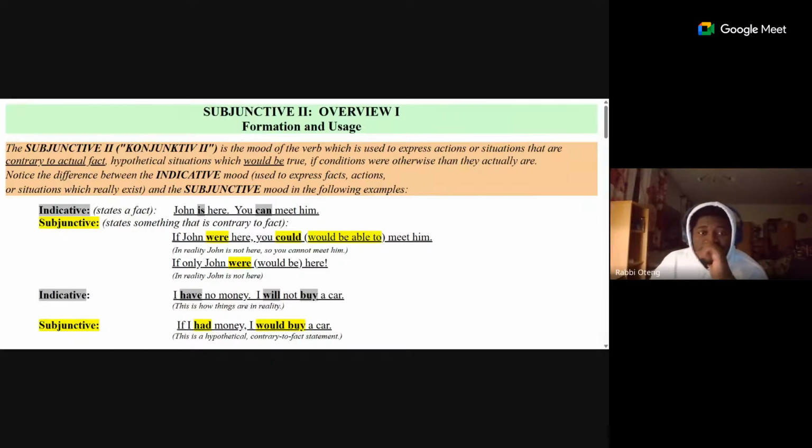Okay. So the conjunctive, or in English, subjunctive two, is the mood of the verb which is used to express actions or situations that are contrary to actual facts. Which means when we are using the conjunctive, we are not talking about the indicative, like the active sentence. We are talking about something that may have happened.